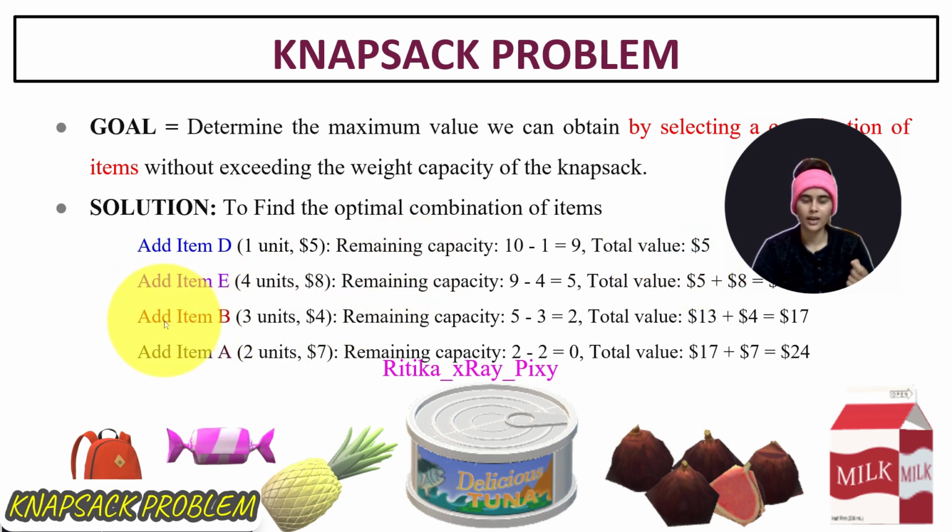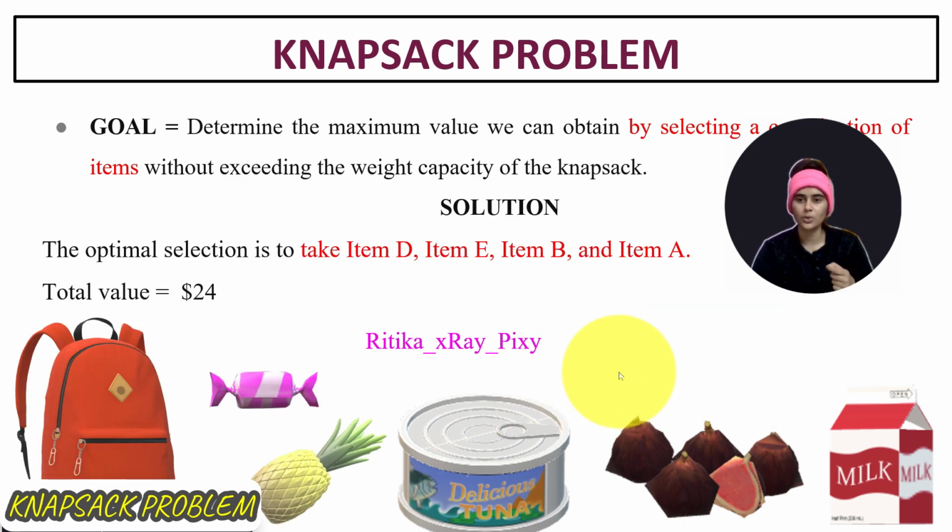Next we added item B. So here for item B weight is 3 units. Now the remaining capacity we have 2 and total value is 17. Last we added item A. Weight we have 2 units. Now remaining knapsack capacity is 0. So total value we obtain 24.